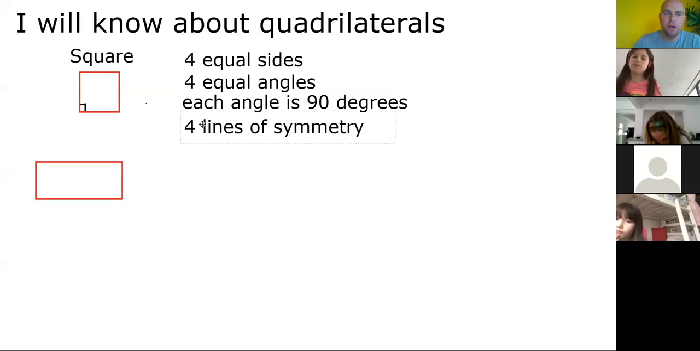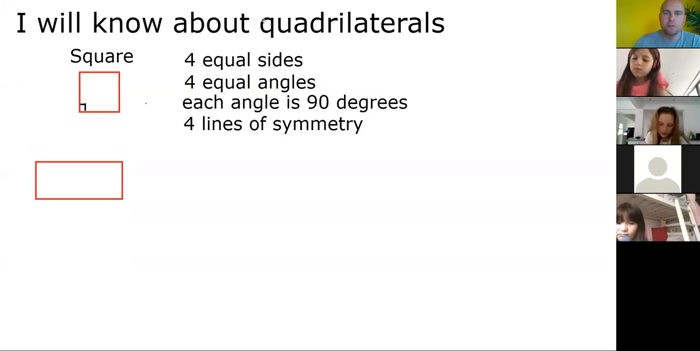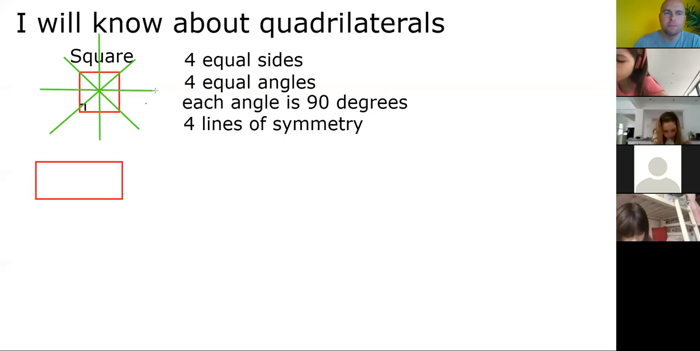So that's our square. I'm going to show you some lines of symmetry. Let's change it to green. As it's a square, you can fold it that way. As it's a square, fold it that way. 4 lines of symmetry. Well done.